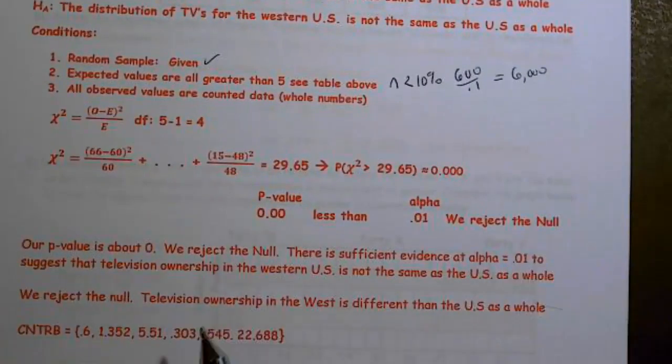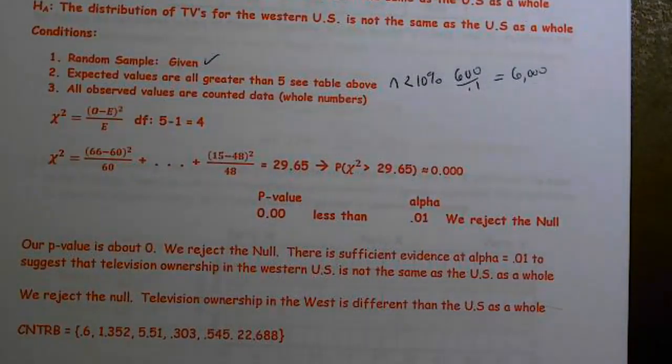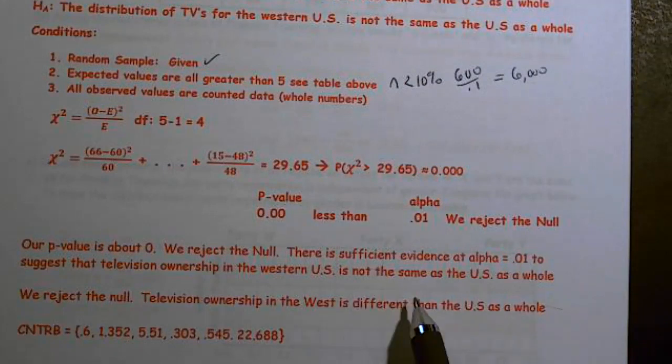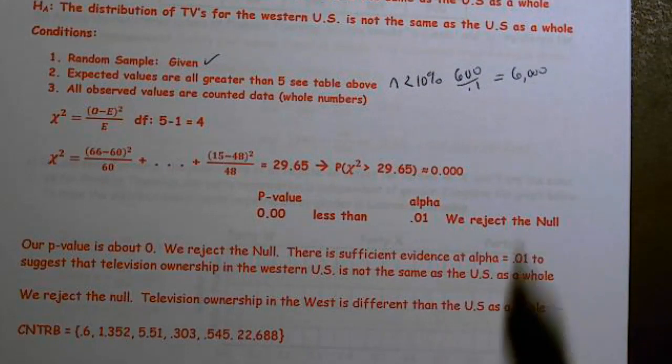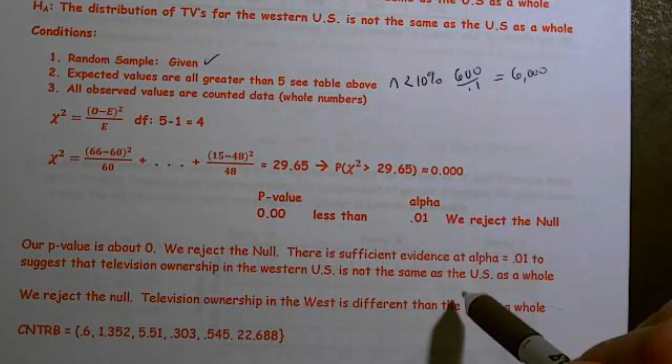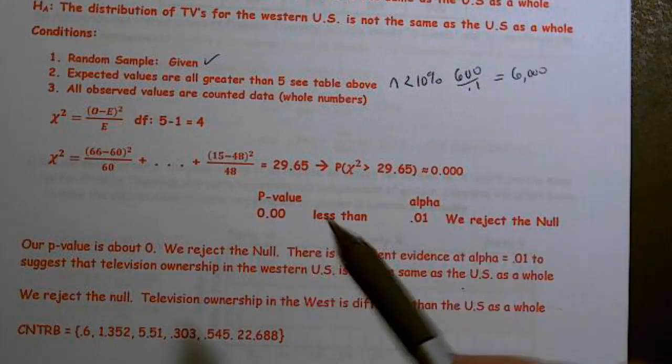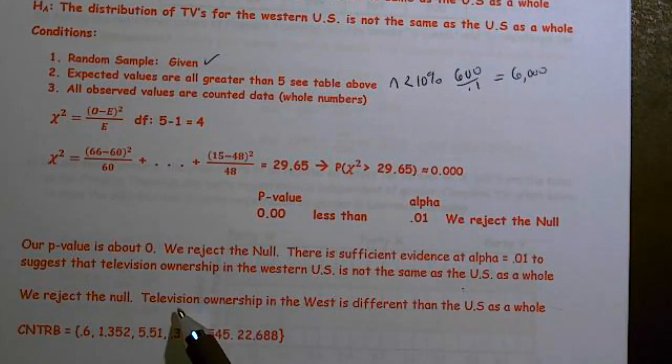There is sufficient evidence at alpha equals 0.01 to suggest that the television ownership in the western US is not the same as the US as a whole. This is just a restatement of the alternative hypothesis. We reject the null: television ownership in the West is different than the US as a whole.